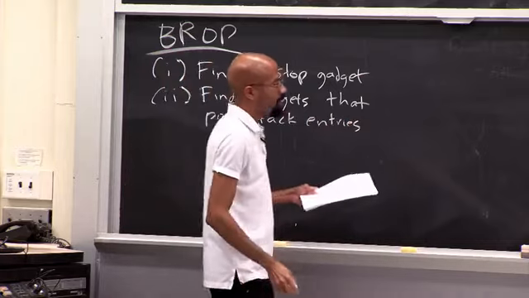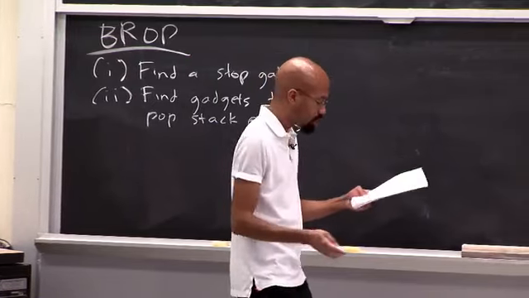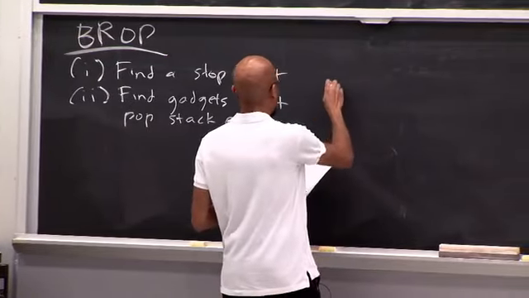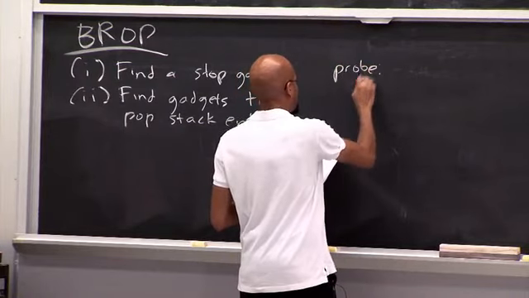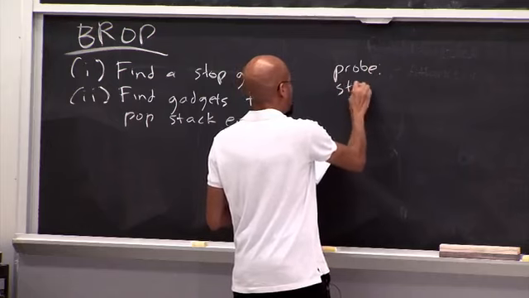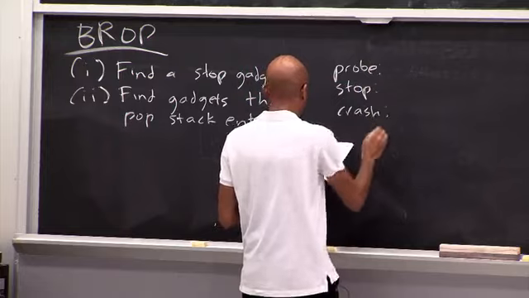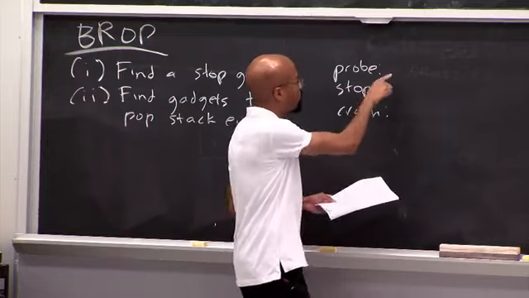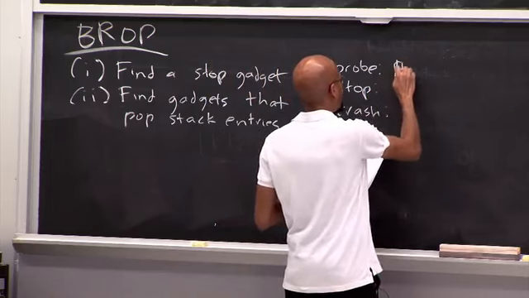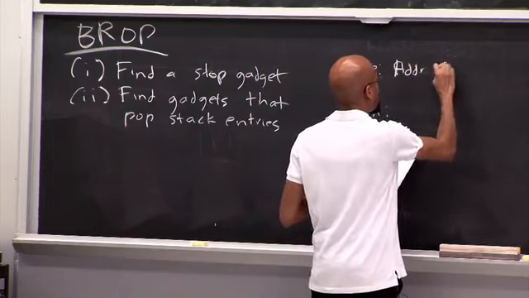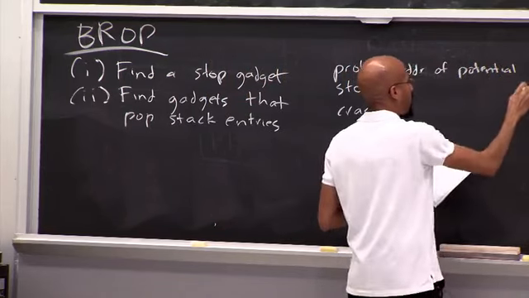Right? And so you basically have to use this sequence of carefully crafted instructions to figure out when you've got one of these stack gadgets. So this sequence is going to consist of a probe address, a stop address, and a crash address. So the probe address is the thing that we're going to put in the stack. This is going to be the address of a potential stack popping gadget.